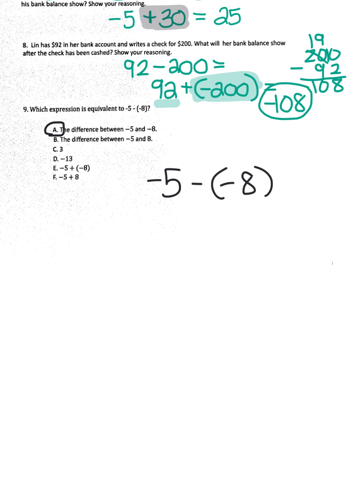Now, when I see this, I'm subtracting a negative. It's the same as adding the opposite. So I'm going to rewrite it. It becomes -5 plus 8. There's another option. And then I can solve. If I'm at -5 and I move forward 8 spaces, it's going to take me to +3.